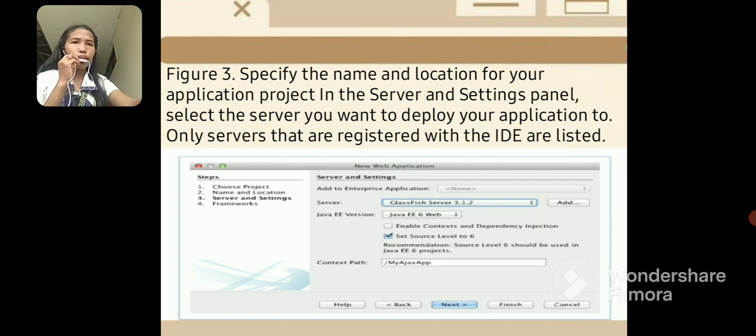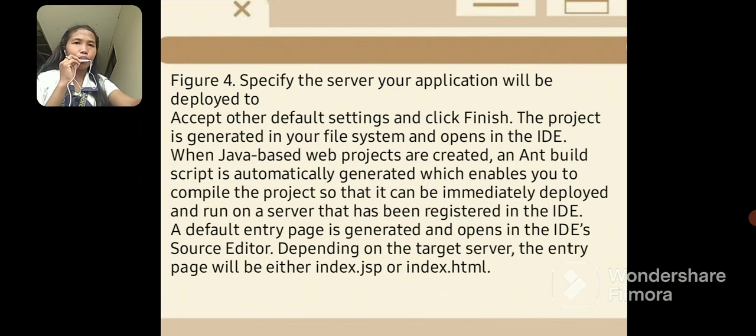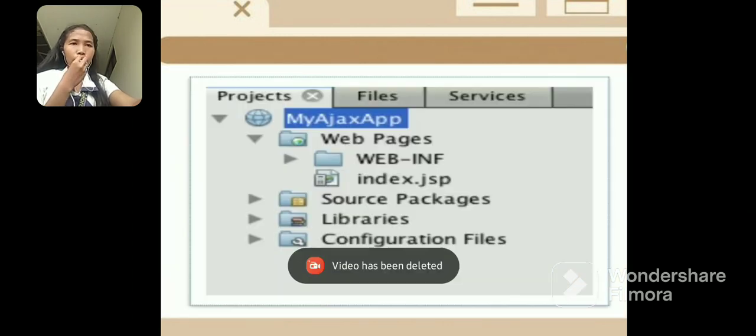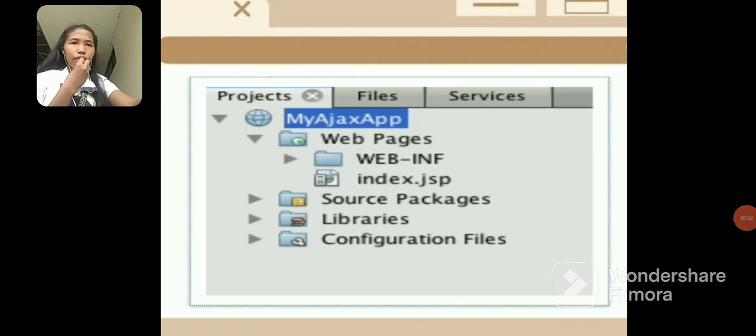Figure number 3, specify the name and location of your application project on the server in the settings panel. Select the server you want to deploy your application to. Only servers that are registered with the IDE are listed. Figure number 4, specify the server your application will be deployed to, accept the other default settings and click Finish. The project is generated in your file system and opened in the IDE when the Java-based web project is created.